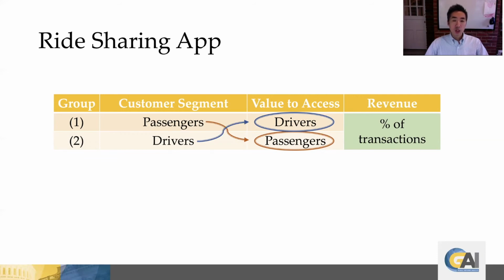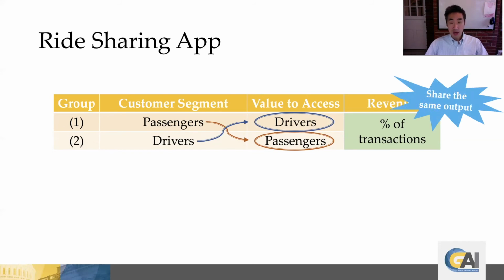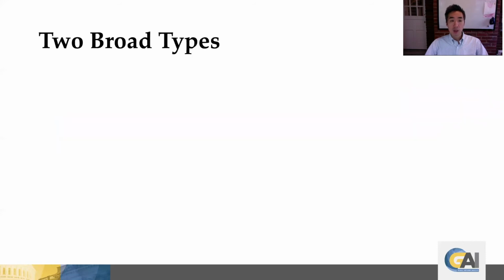And so here, just like in a search engine, there's an interdependency, but here it goes both ways, in that the value of access for the drivers is the passengers, and vice versa. The value of access to the passengers are the drivers, and it creates this interdependency. And an important thing to note here is, unlike in the search engine where output, if you will, is measured differently, although highly correlated, here the both sides share a common output.